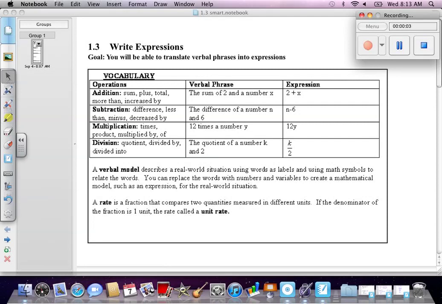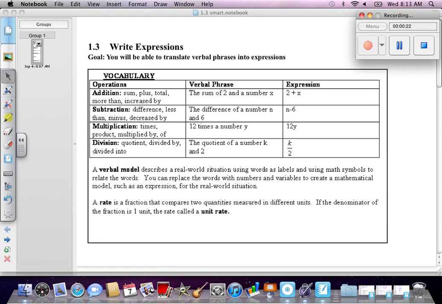We're going to do 1.3, write expressions. So we're going to have little words in there that translate to something. For example, addition has words like sum, plus, total, more than, increase by, such as the sum of 2 and a number x. That means 2 plus x.